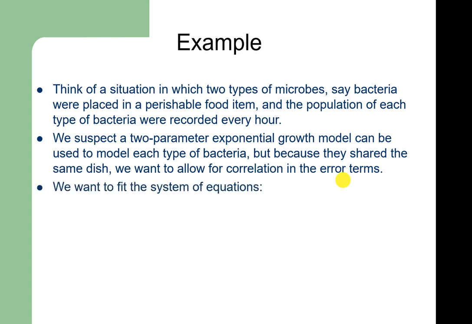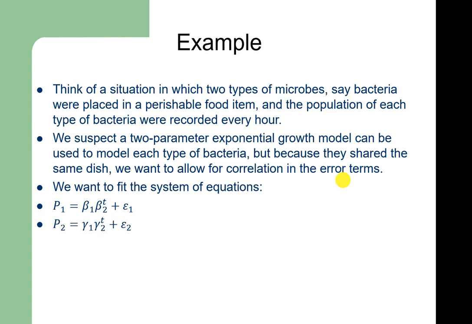So we want to fit a system of equations as follows, and the first equation is P1. P1 is the population of type 1 bacteria, and it is given by beta 1 times beta 2 raised to the power t plus epsilon 1, where t is the time. And the second equation in this system is P2, that is population 2, and that is equal to gamma 1 times gamma 2 raised to the power t plus epsilon 2.